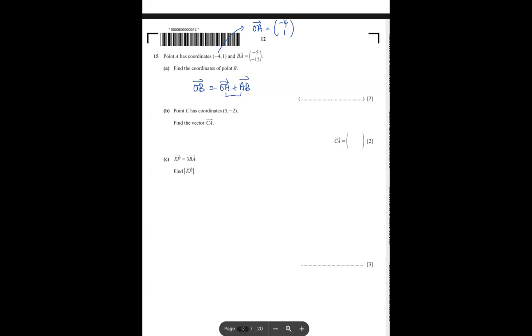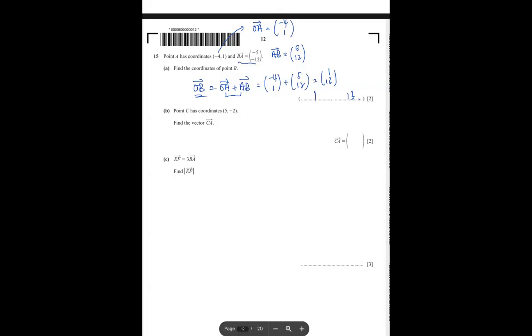But here they gave you BA. BA is the opposite of AB. You just flip the direction. So this will be 5, 12. Basically, you just take the negative of that vector. Okay, so OA is -4, 1, sorry. AB is 5, 12. So your resultant vector is 1, 13. So the coordinates of B is 1, 13.